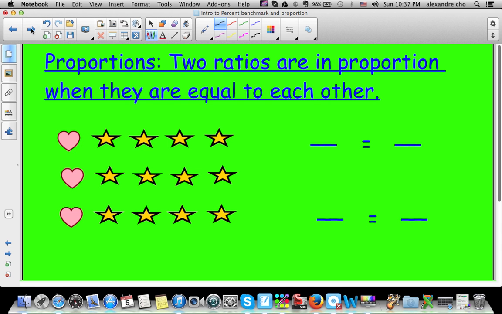Next page. Okay, so another thing I want you to copy is the top sentence here. Proportions. Two ratios are in proportion when they are equal to each other. Okay. So copy that. Press pause. Copy, and then we'll talk about the pictures at the bottom, which I do want you to copy.